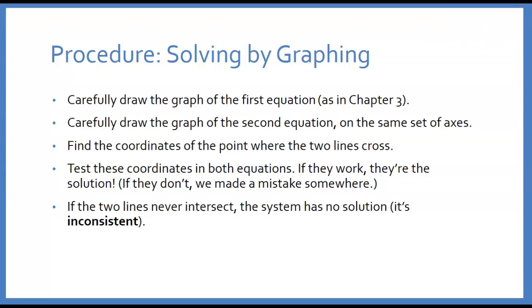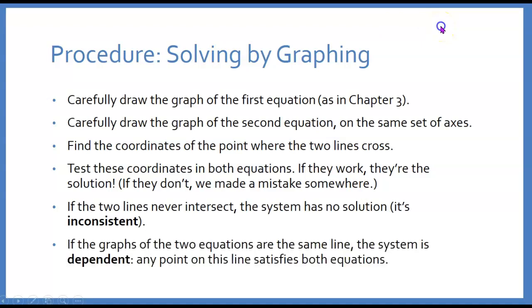Now, occasionally, you're going to get two lines that don't cross. In that case, the system has no solution. And in that case, we say the system is inconsistent. Another thing that could happen is that the graphs of the two equations turn out to be the exact same line. And in that case, we say the system is dependent. Instead of just having one particular point that works in both equations, any point on that whole long line is going to work in both equations. So you have infinitely many solutions.